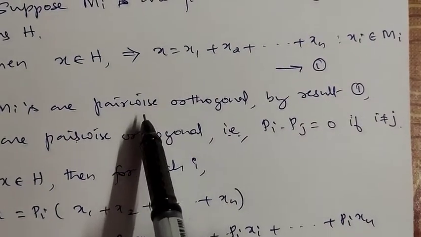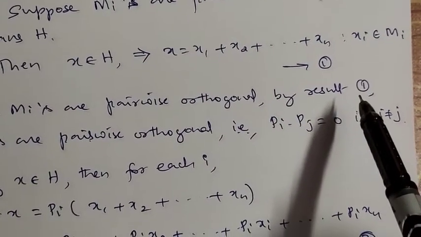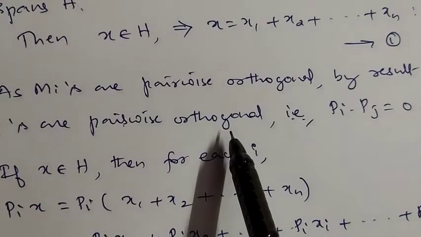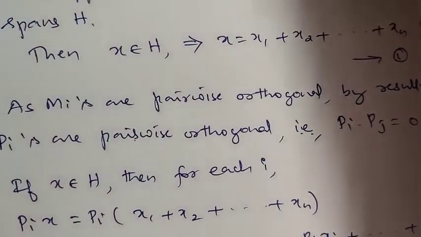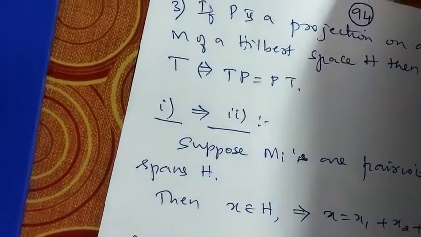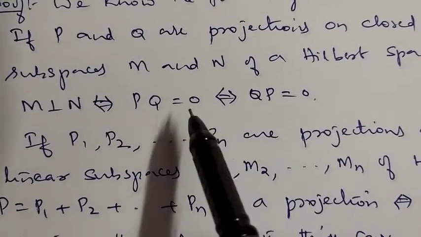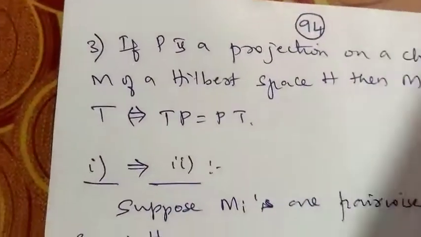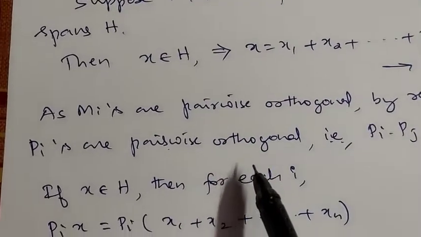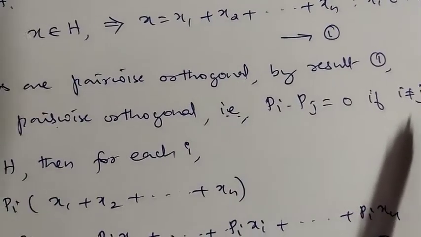Now they were given Mi's are pairwise orthogonal. Then by result 1, if Mi's are pairwise orthogonal, then Pi's are pairwise orthogonal. Result 1 says M and N of Hilbert space H, then M is orthogonal to N if and only if the projections are pairwise orthogonal, PQ is equal to 0. So accordingly, as Mi's are pairwise orthogonal, by result 1 the projections Pi's are pairwise orthogonal, that is Pi into Pj is 0 if i is not equal to j.